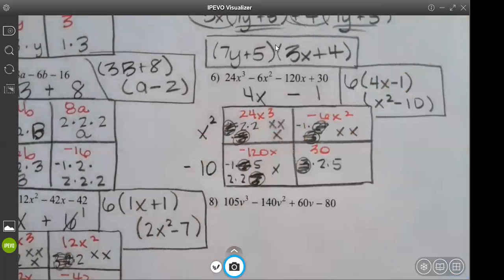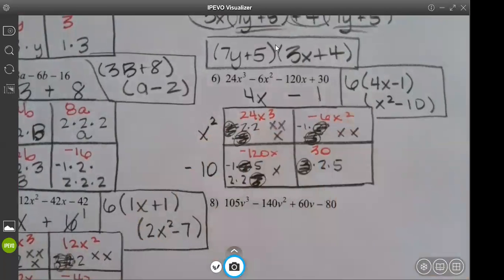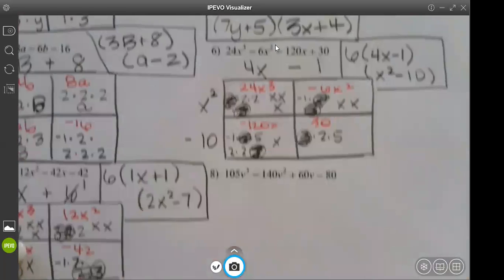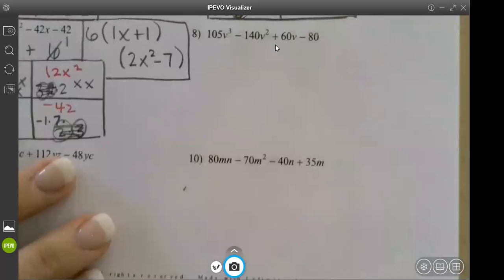So again, look for something in common in all 4 before you start. If there's not, just move on. If there is, you want to multiply it and write it out. Again, 8, 9, and 10 just has larger numbers. I'm going to go to 10 because those numbers are a little bit easier. Let's jump to number 10.